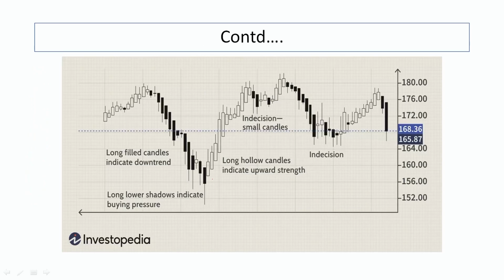This is a particular figure of Heikin Ashi. These are the filled candles which are going downward, so this is predicting the market is going down. Long filled candles indicate the downtrend in the market. Now coming to this particular point, this has a high shadow. A longer lower shadow indicates buying pressure, because this is a point where pressure is generated on the investor that it's time to purchase, because there is an upcoming trend in the market. The market has reached its lowest point.